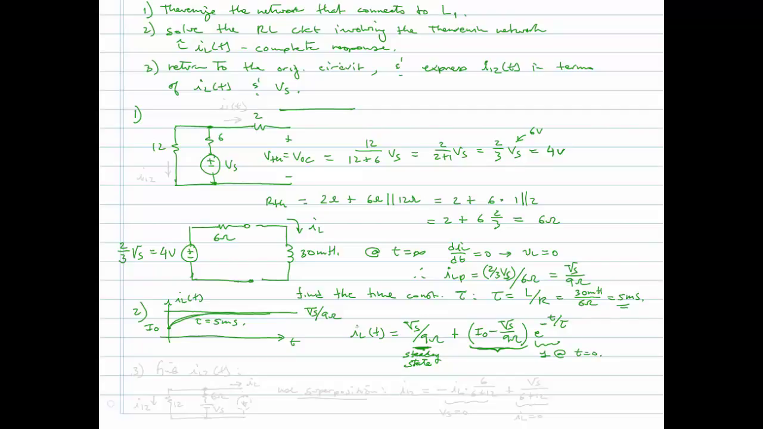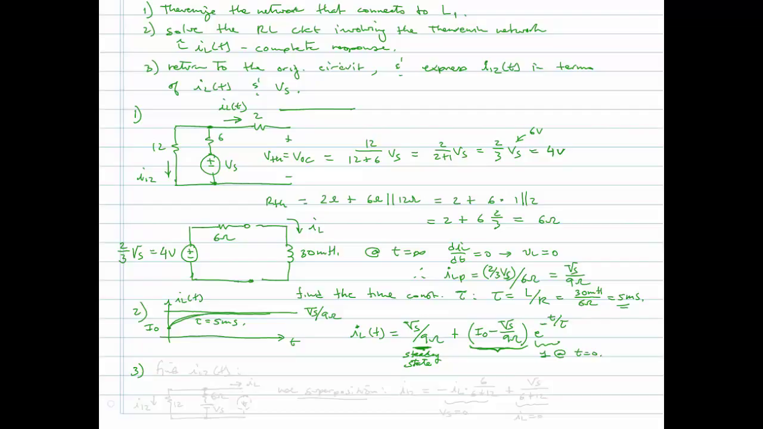Okay, so this is our response for the current, right? And now we want to go back and return to the original circuit and express I12 in terms of IL and Vs. Notice that in the circuit we've been working with, there is no I12, because I did a Thevenin. So there's no I12 in the Thevenin circuit. So we have to go back to our circuit up above here. And this here is I12, right? This current here is IL, which is what we just found.